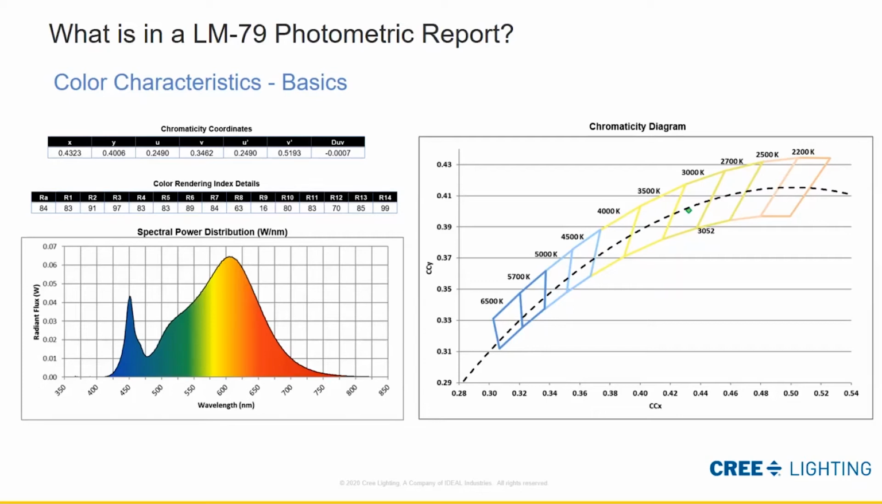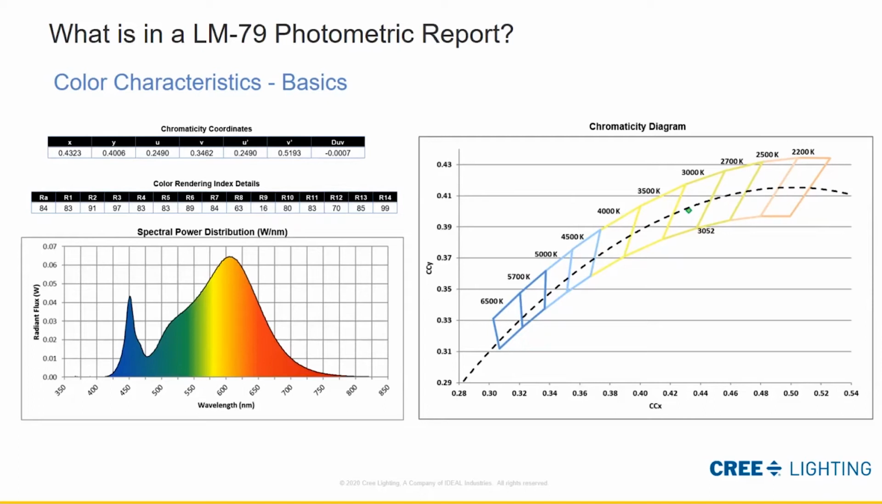If you look below, this graph should be pretty typical in LM-79 reports. You're seeing the light broken up into the different wavelengths that it's actually generating. Solid state lighting typically is a blue pump. So you can see that big spike at about 450 nanometers. And then the phosphor converts all of that blue energy, blue wavelength, and spreads it out over the visible spectrum. So you get your greens, your yellows, your oranges, and reds.